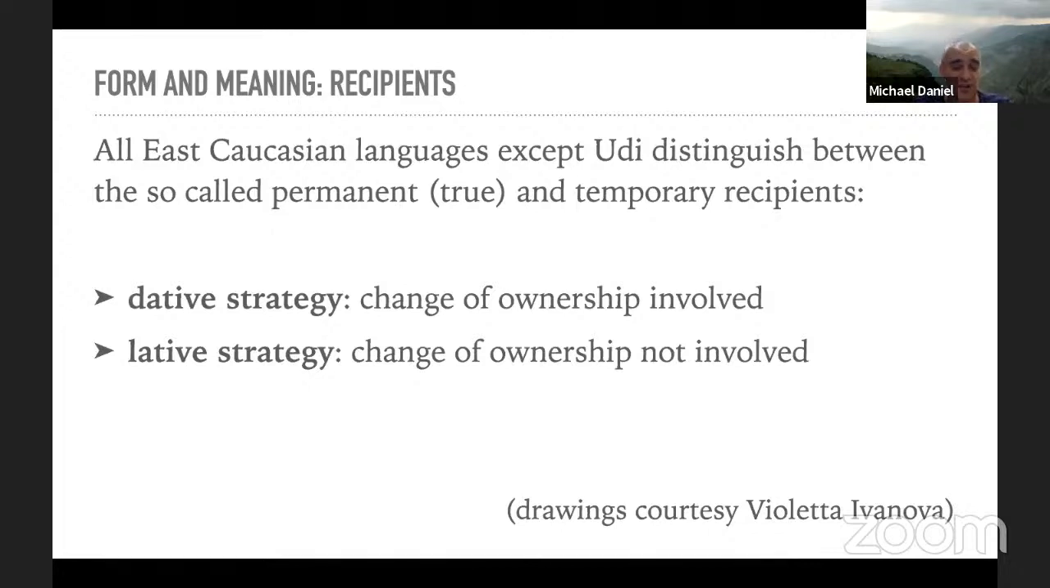There's only one language that is confirmed not to have this distinction. The semantic difference between the two strategies is usually described as temporary versus permanent recipient, or slightly more precisely, if change of ownership is involved, then we use the dative strategy, and if change of ownership is not involved, then we use the lative strategy.